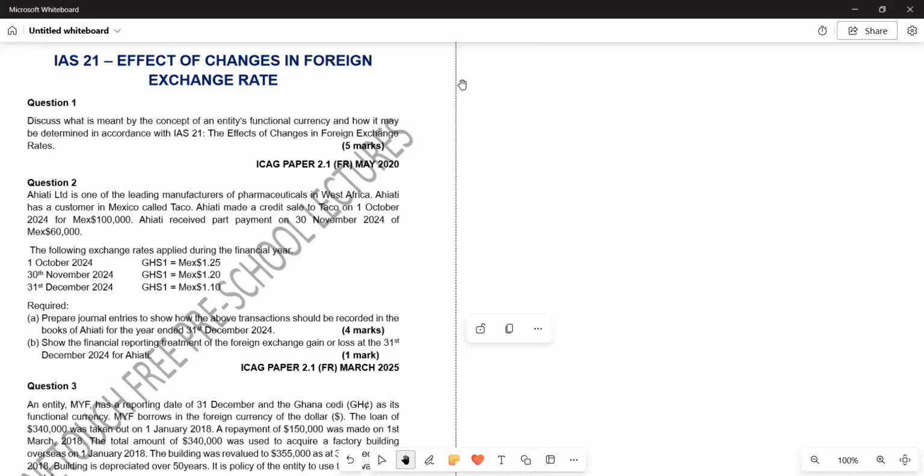So someone should take the first one for us. Question 1, that is ICAG May 2020 FR. Discuss what is meant by the concept of an entity's functional currency and how it may be determined in accordance with IAS 21, the effects of changes in foreign exchange rates. So how will you answer such a question?